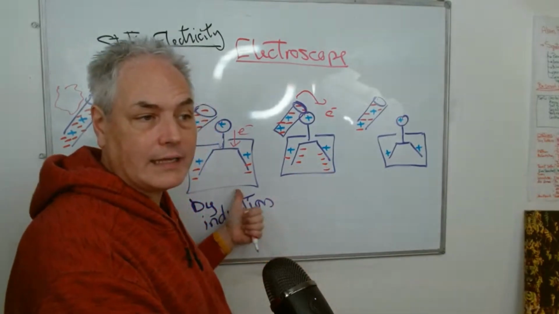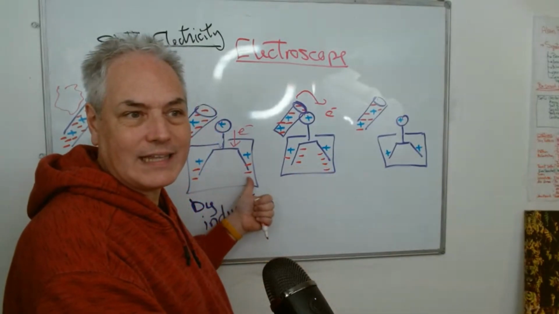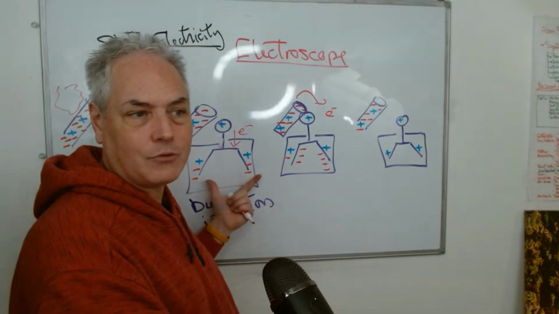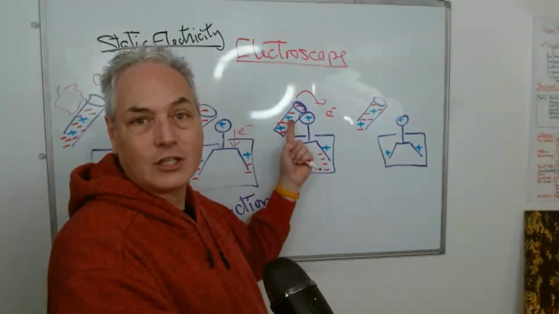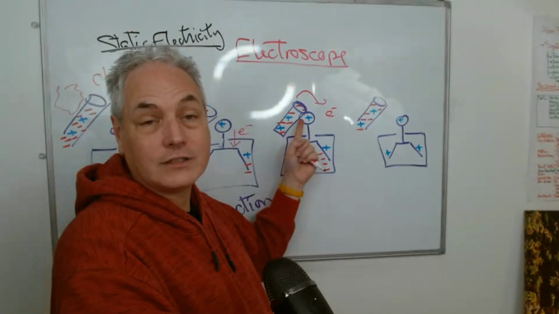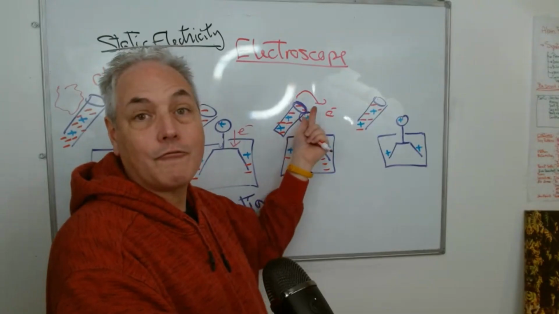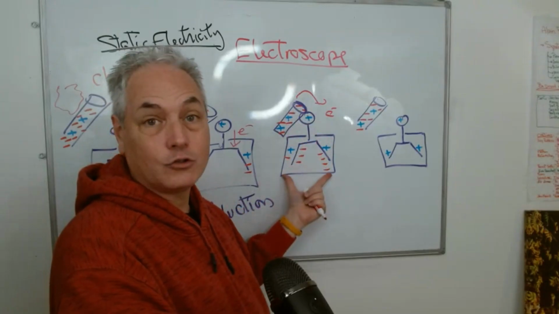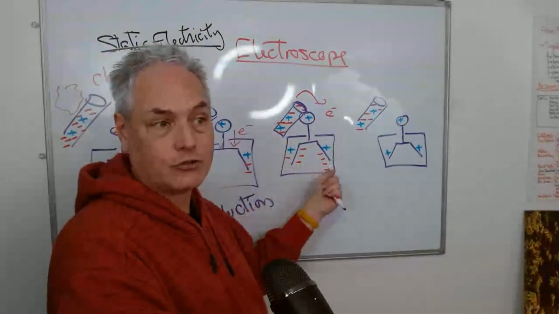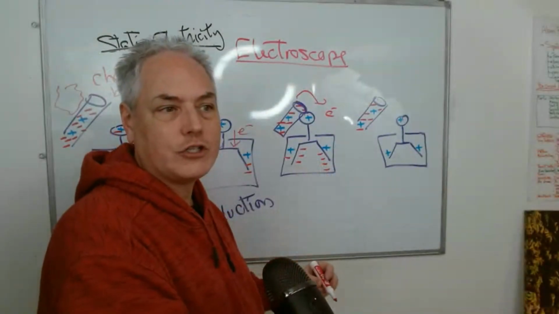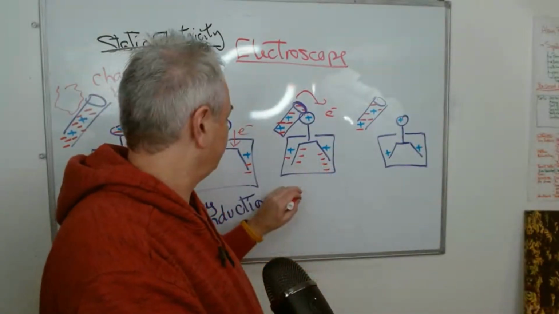So earlier I had 2 extra electrons at the end of each of these leaves. They separated. Now here, because I touch the ball by contact, electrons are jumping in. So now I have 4 electrons that are adding to the whole charge of the electroscope. This is what we call charging by contact.